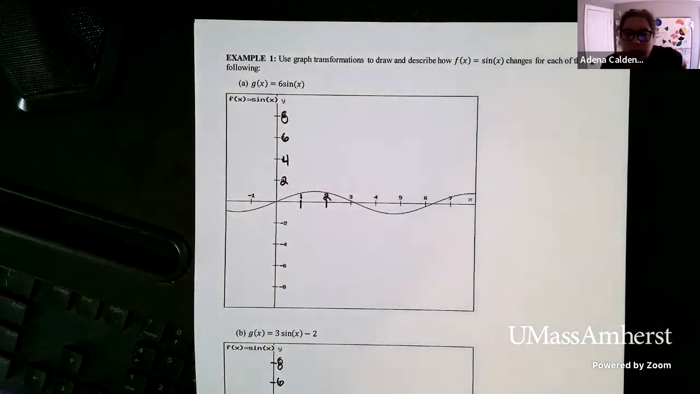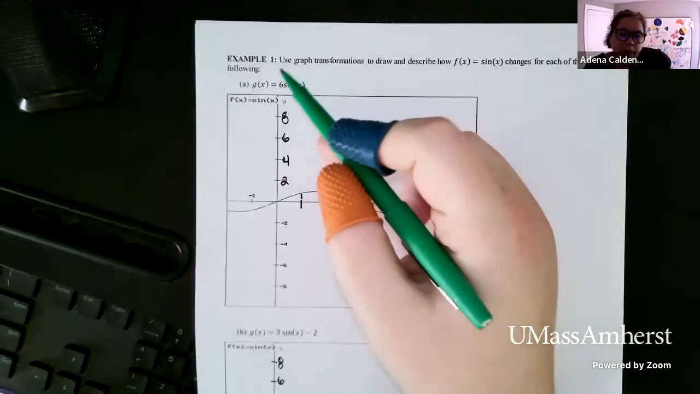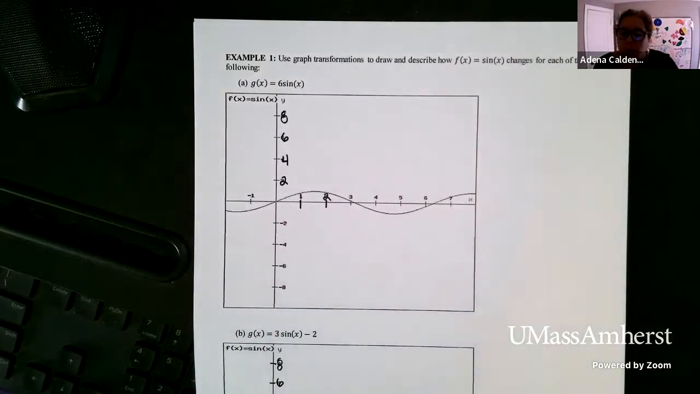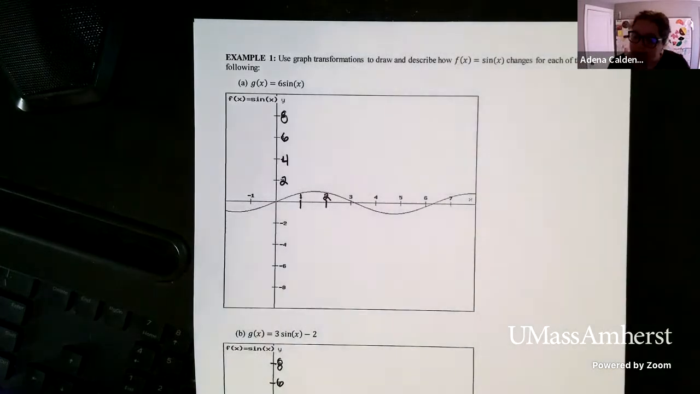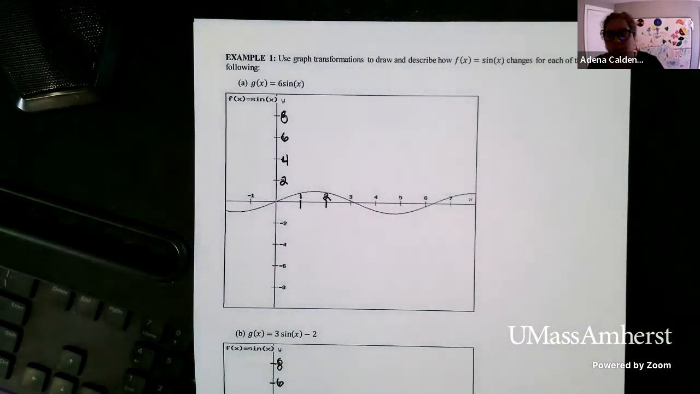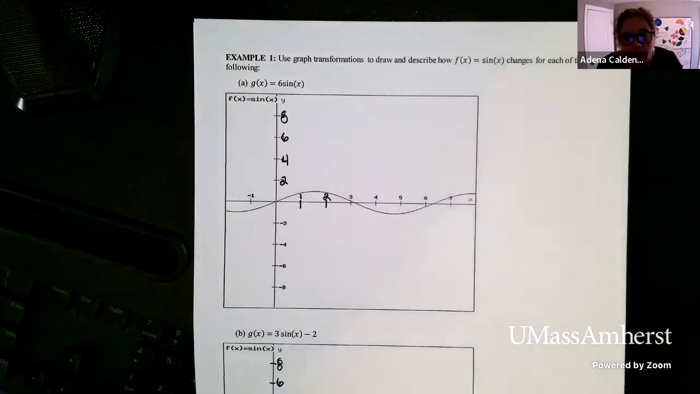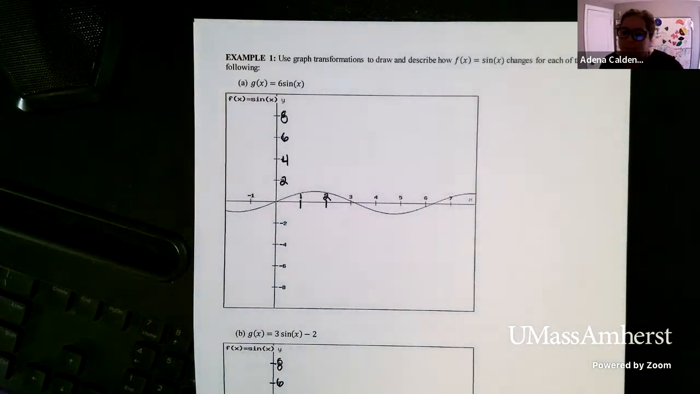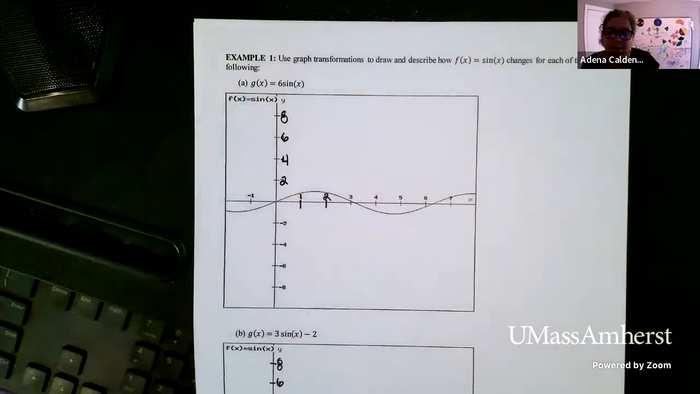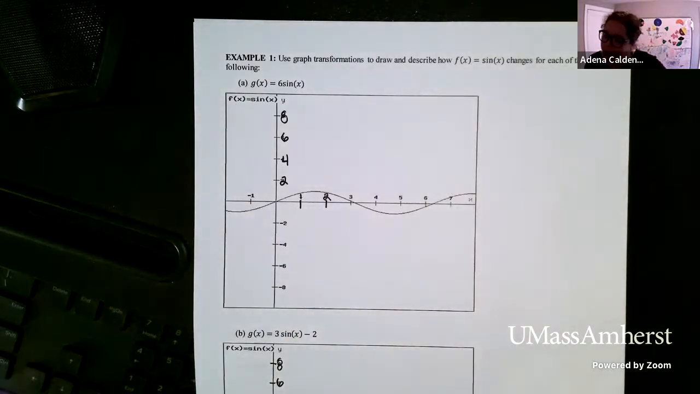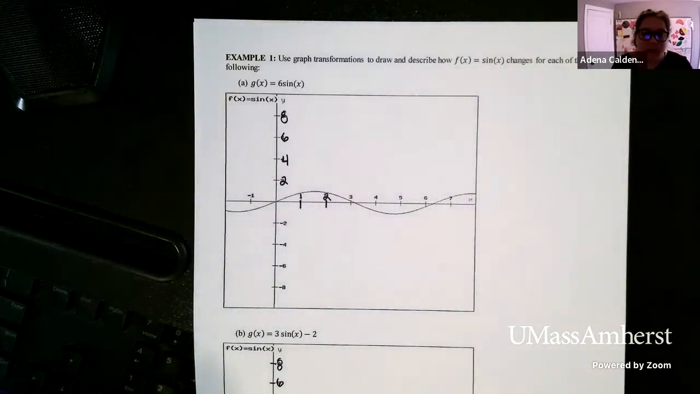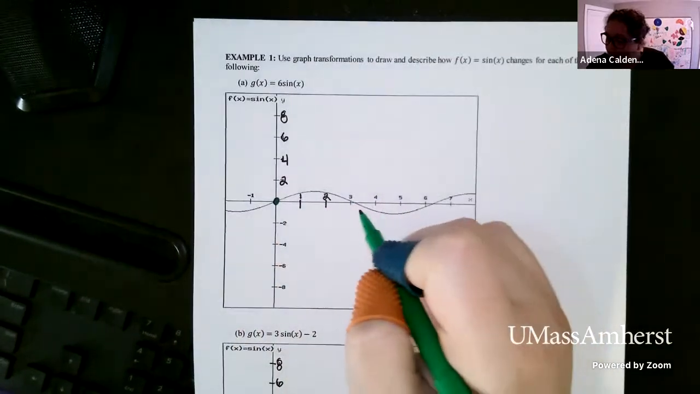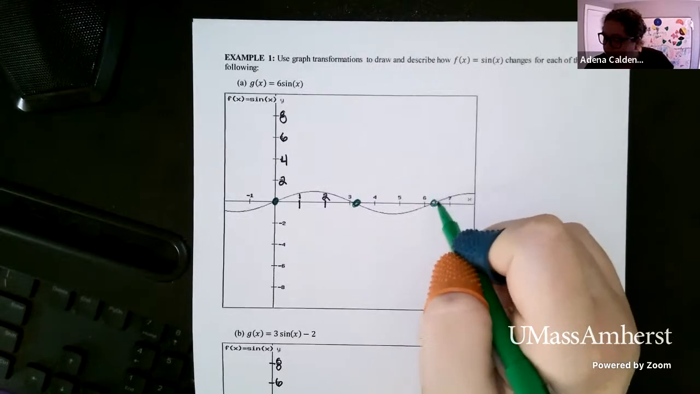So for this first one, we have 6 sine x. So we're trying to figure out what impact this 6 has on our graph of our function. So I want to remind you that the 6 is multiplying sine x. So whatever the y values were for sine x, they are now getting multiplied by 6. So they're going to be 6 times bigger in the y direction, right? It's going to impact that dependent output. So the easiest way to start these is to start with the zeros, right? Because if it's 0, then 6 times 0 is still going to be 0. So any place that the y value was 0, still going to be 0.